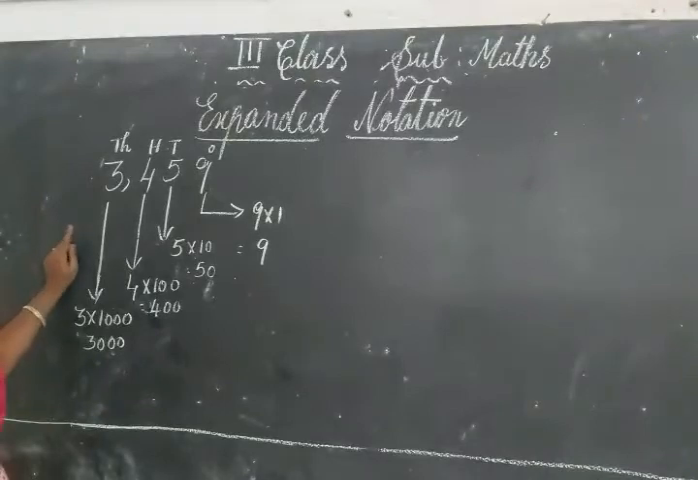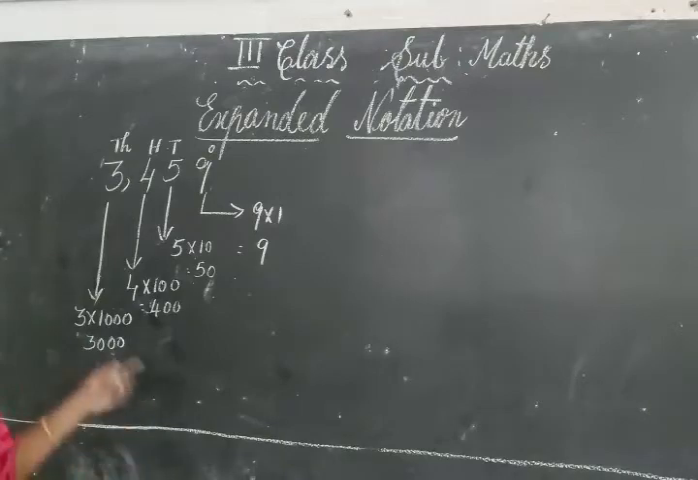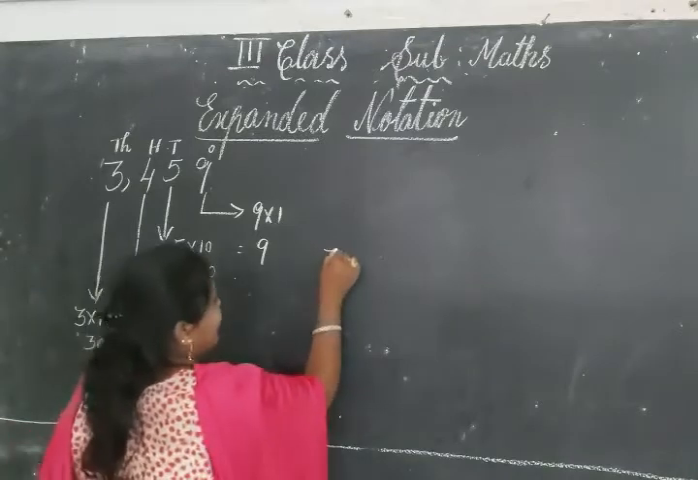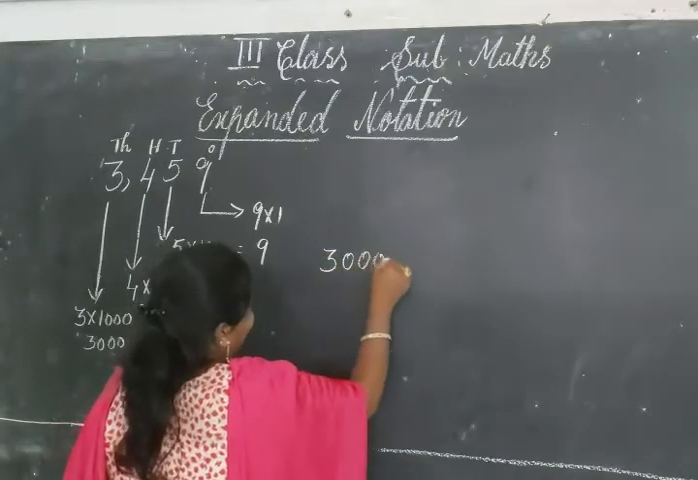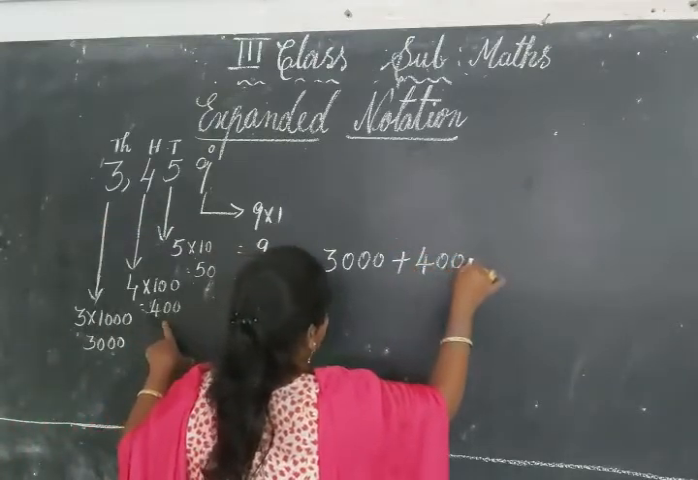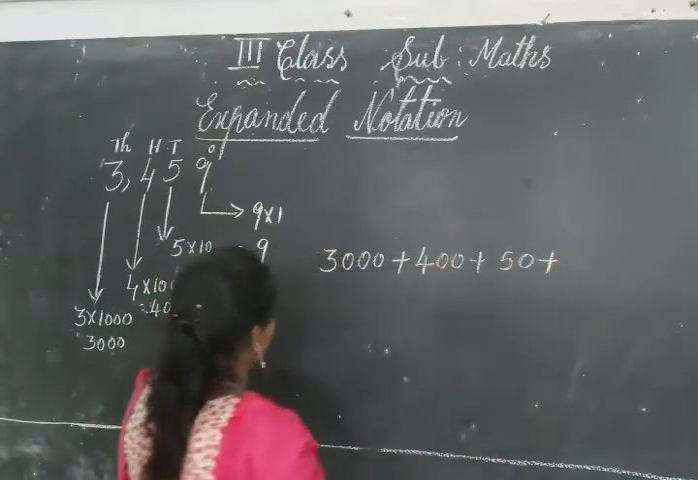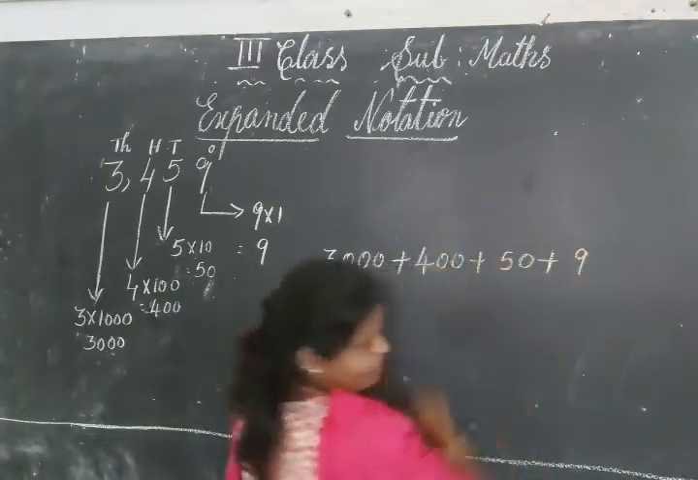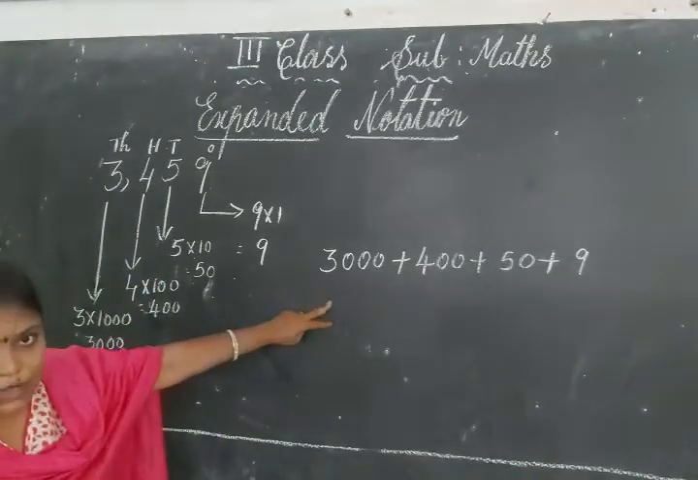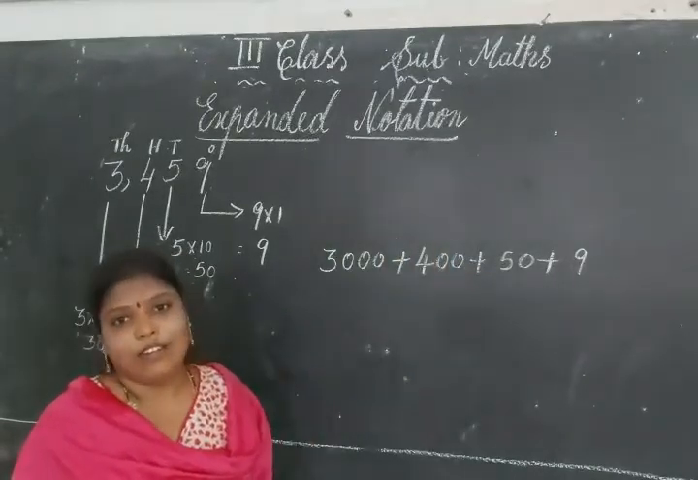So what is the expanded notation for this number, children? You just have to add the place values of its digits. Right. So what is the place value of 3 here? 3000. Plus the place value of 4 is 400. Plus the place value of 5 is 50. Plus the place value of 9 is 9. So the expanded notation for this number is 3000 plus 400 plus 50 plus 9.